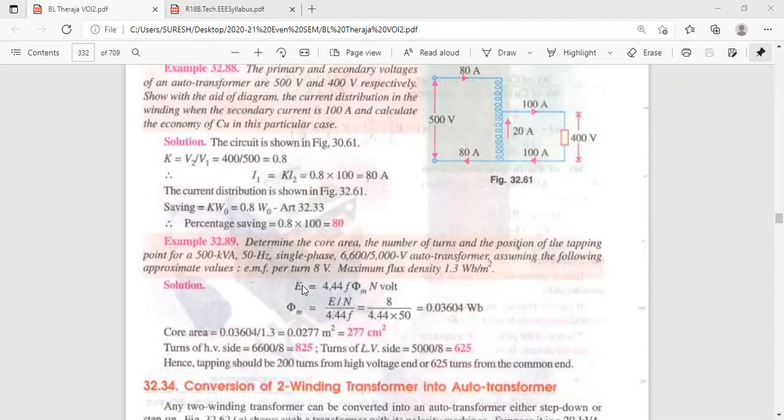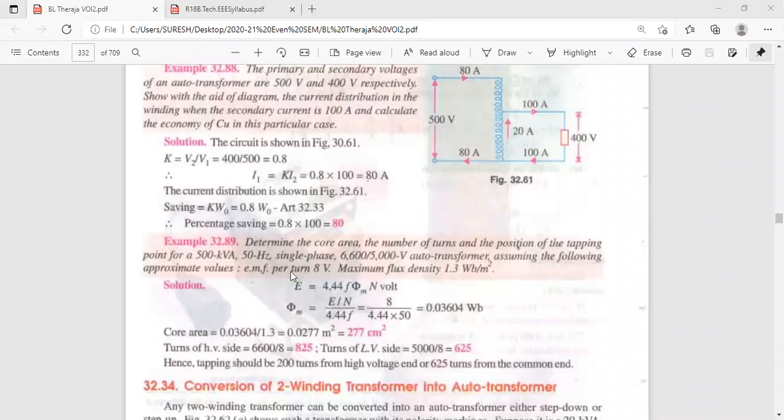If you take E1 here, we have to take N1. If we take E2, we have to take N2. Phi is equal to BA. Phi is the flux. The formula for flux is B into A.